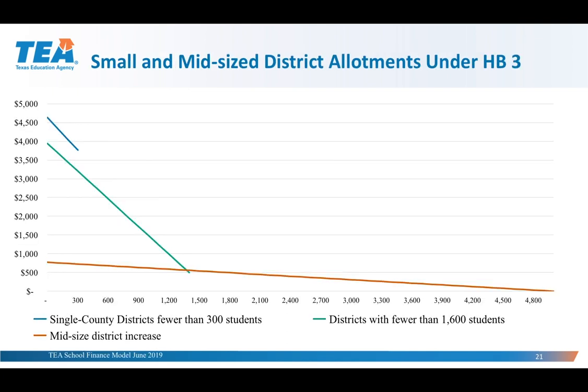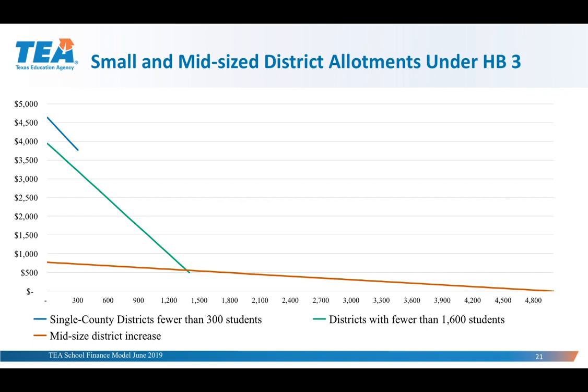This chart visually shows how the formulas work under HB 3 as enrollment changes. Once again, the x-axis represents enrollment and the y-axis represents dollars. The blue and the green lines represent the small district allotments, and the green line remains the regular small district allotment. The blue line represents the single county small district allotment, and as you can see, only delivers funding up to 300 students in ADA.